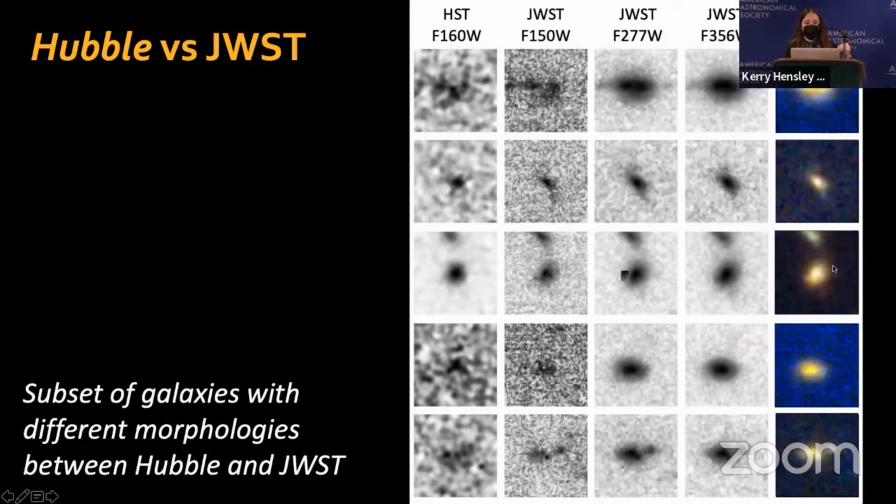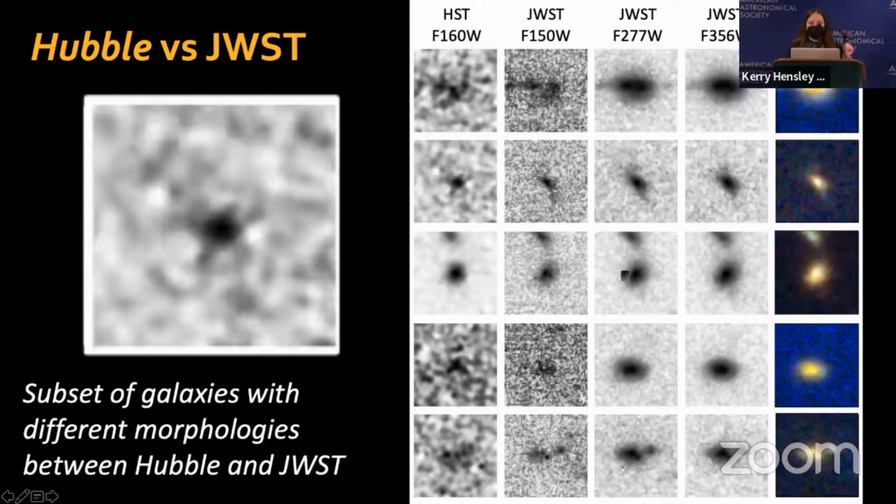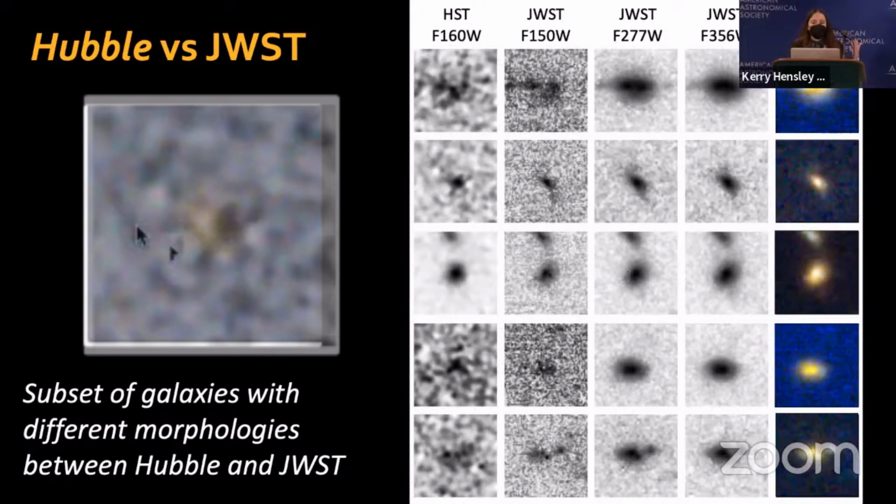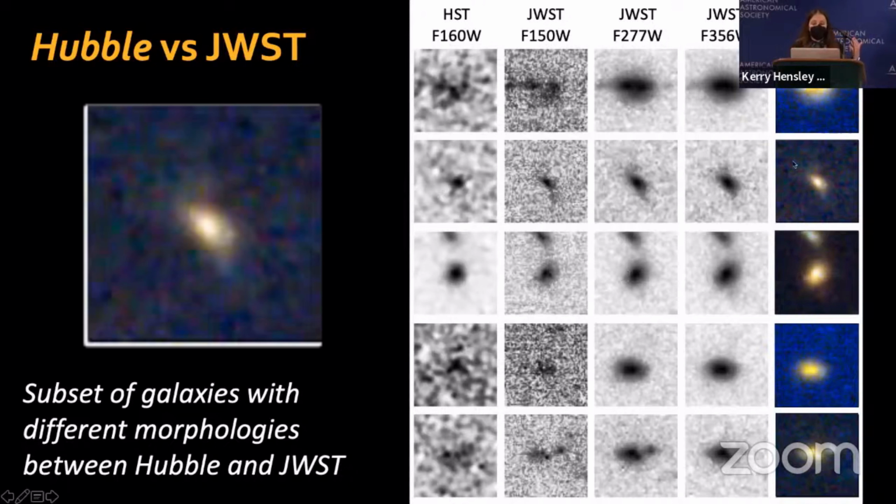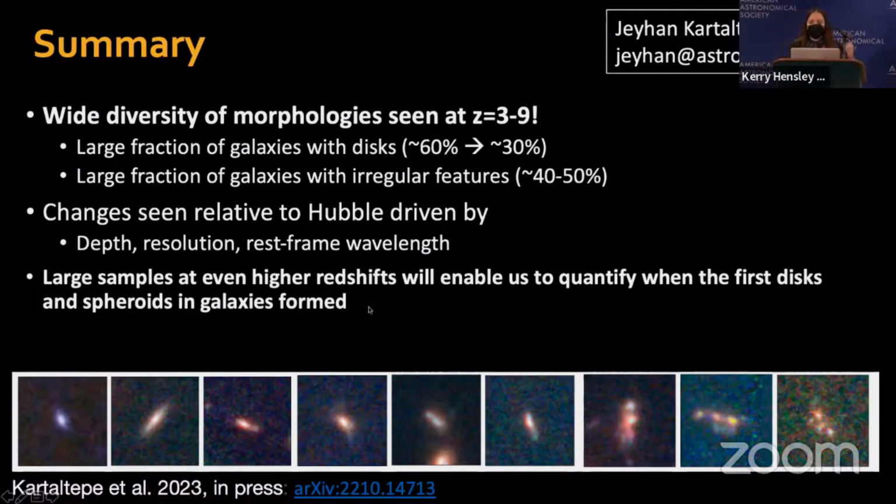And so, for example, if we just look at the second object here in this row, if you only looked at the Hubble imaging, you'd probably say this is a spheroid. It's small, it's round, it's compact, you don't see very much structure. But with the JWST imaging, the surrounding disk around this galaxy becomes clear. So we're able to see a lot more of these features. So we can really start to look at samples of thousands of galaxies at these redshifts and really start to quantify when the first disks and bulges were able to form in our universe.